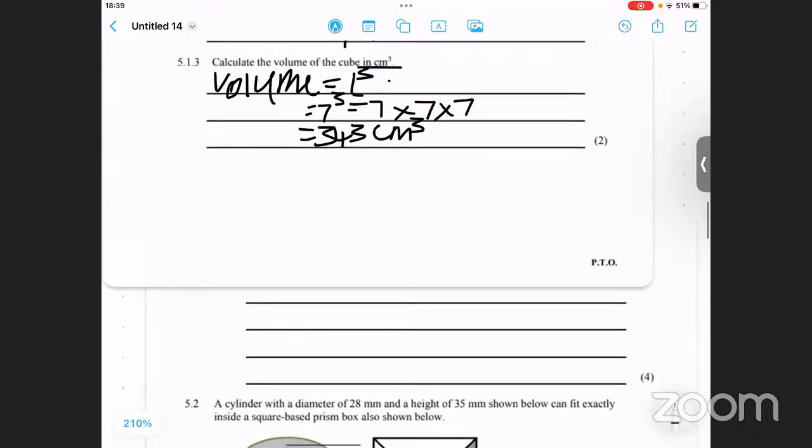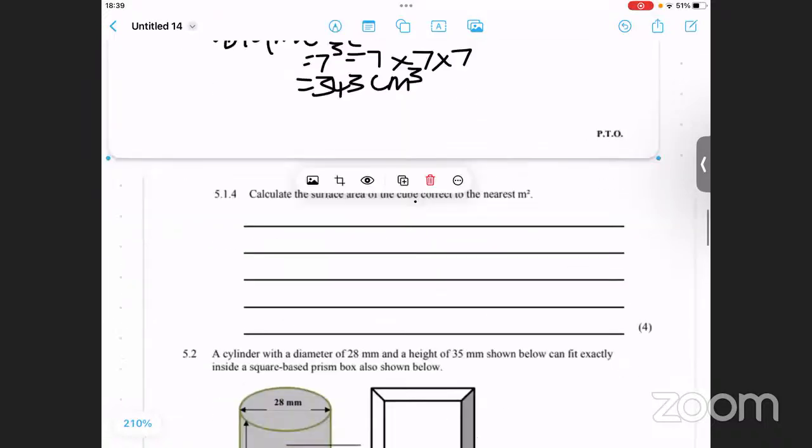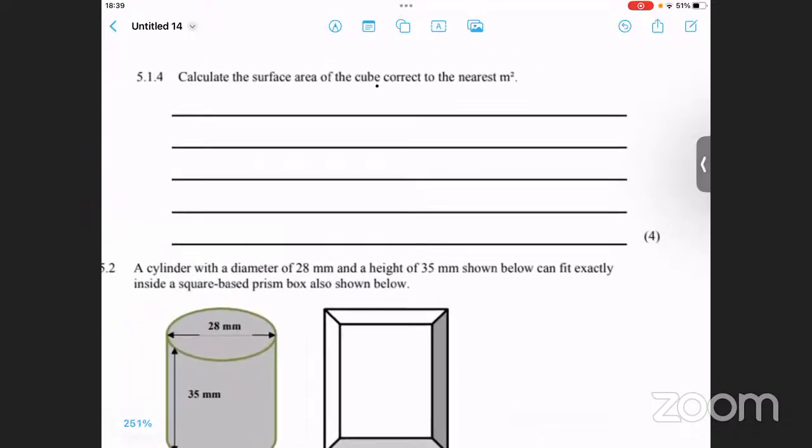Okay, let's look at this one. Now they say calculate the surface area of the cube correct to the nearest meter squared. Now, how do we calculate the surface area? What is the formula, or what are we going to do for this one?